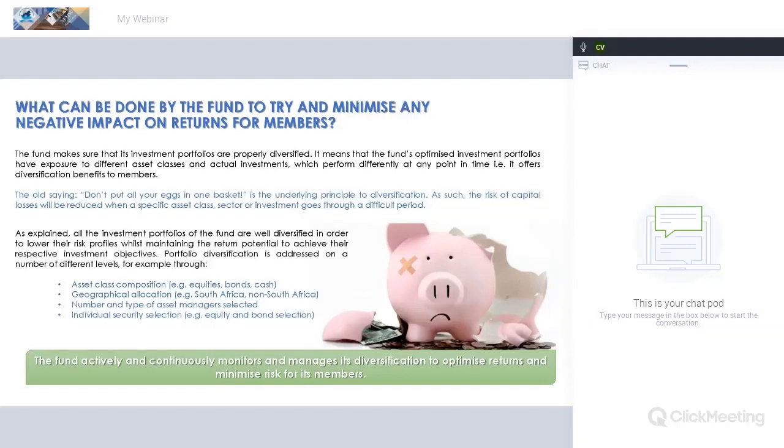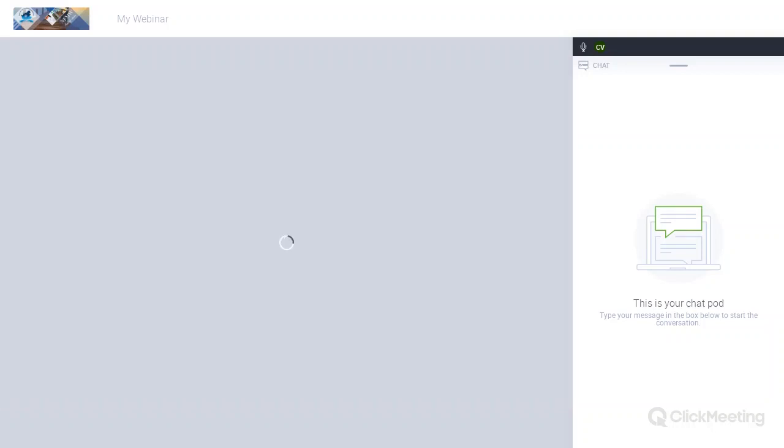For example, it invests in different asset classes like equity, bonds, cash, property, and offshore assets. Also, different geographical allocations. For example, quite a lot of the assets will be invested in South Africa, but also up to about 30% of the investments could be invested in non-South African assets or offshore assets. There's also the fact that we make use of various asset managers to diversify the risk away from one single asset manager.